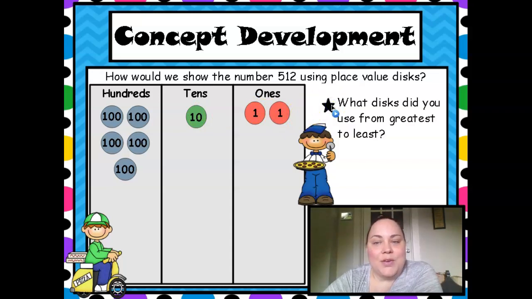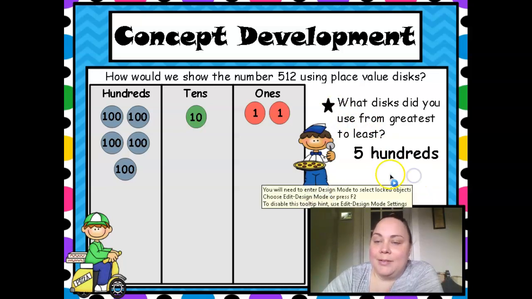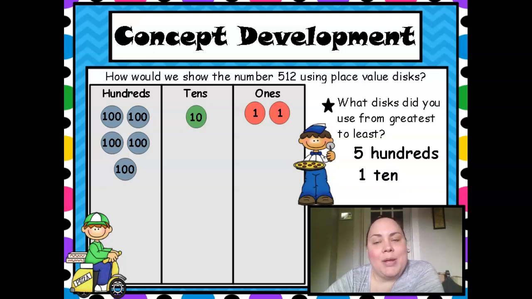What discs did we use from greatest to least? How many hundreds do we have? 5 hundreds. How many tens did we use? 1 ten. And how many ones did we use? 2 ones. So 512 in unit form can be 5 hundreds, 1 ten, and 2 ones.